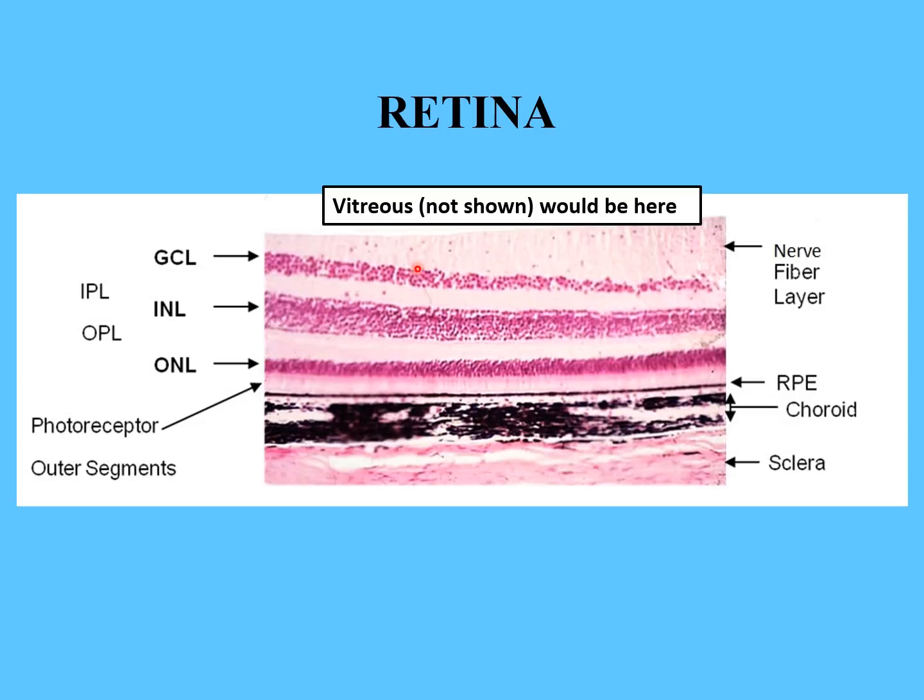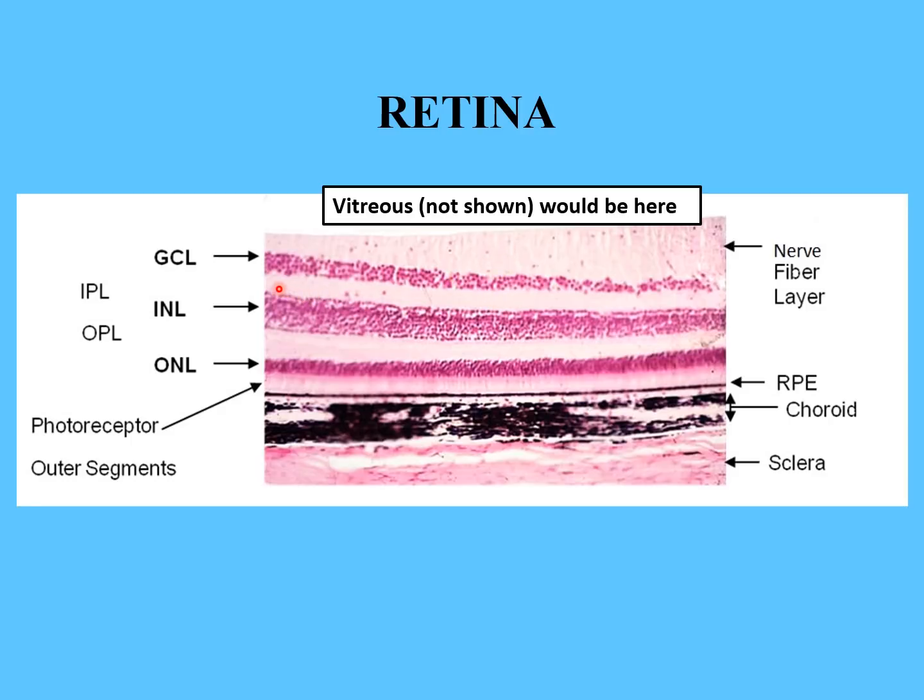We see here a cross-section through the retina with the vitreous in this most superior position, if we had cut through the eye. And then we see the nerve fiber layers. These are the fibers that are going to go back to the optic nerve. We see the ganglion cell layer, which are the cell bodies for the nerve fiber.